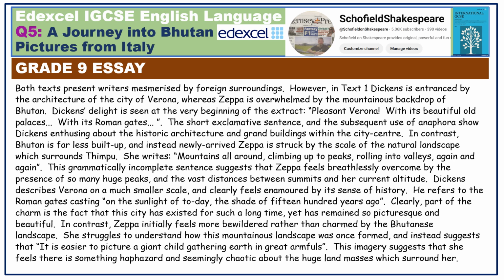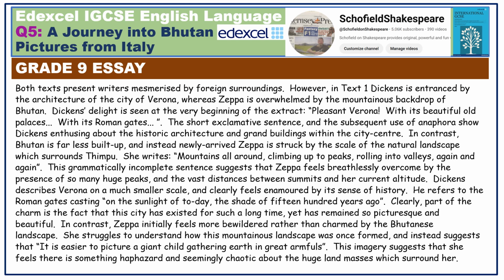The short exclamative sentence and the subsequent use of anaphora show Dickens' enthusiasm about the historic architecture and grand buildings within the city centre. In contrast, Bhutan is far less built up, and instead newly arrived Zeppa is struck by the scale of the natural landscape which surrounds Thimphu. She writes, "mountains all around, climbing up to peaks, rolling into valleys, again and again." This grammatically incomplete sentence suggests that Zeppa feels breathlessly overcome by the presence of so many huge peaks and the vast distances between summits and her current altitude.